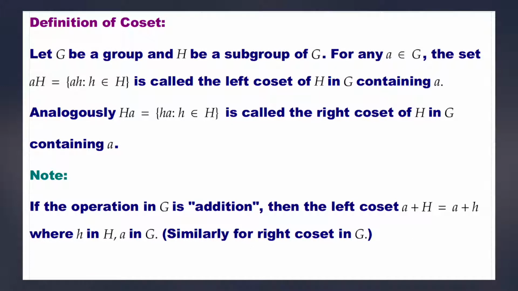Let G be a group and H be a subgroup of G. For any a in G, the set aH, equal to {ah such that h in H}, is called the left coset of H in G containing a. Analogously, Ha, equal to {ha such that h in H}, is called the right coset of H in G containing a.